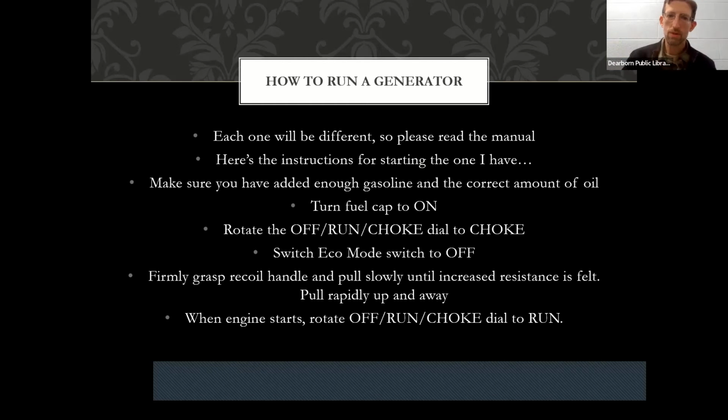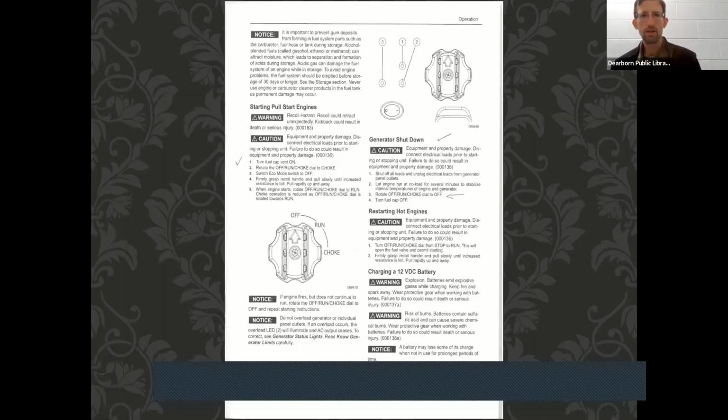Firmly grasp the recoil handle and pull slowly until increased resistance is felt. Pull rapidly up and away. When the engine starts, rotate the off, run, choke dial to run. And here's actually an image of the manual stating those instructions under starting pull start engines. That's what we have, a pull start one.